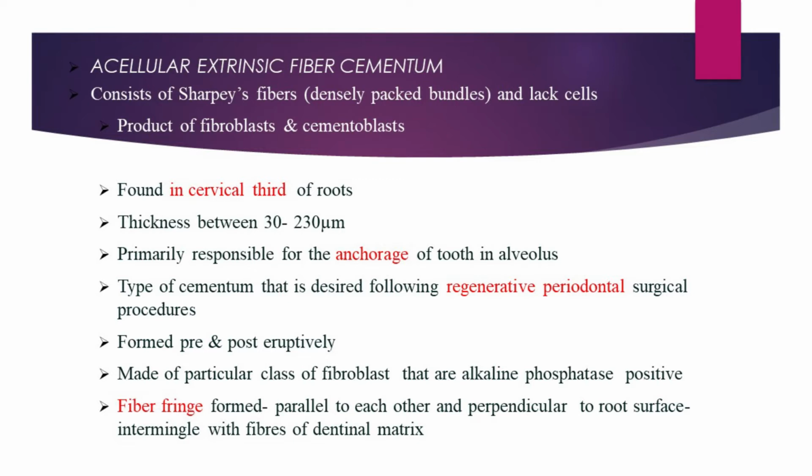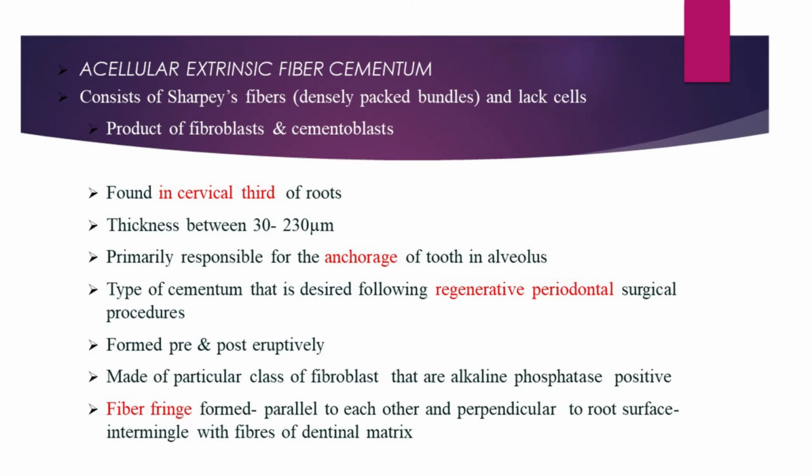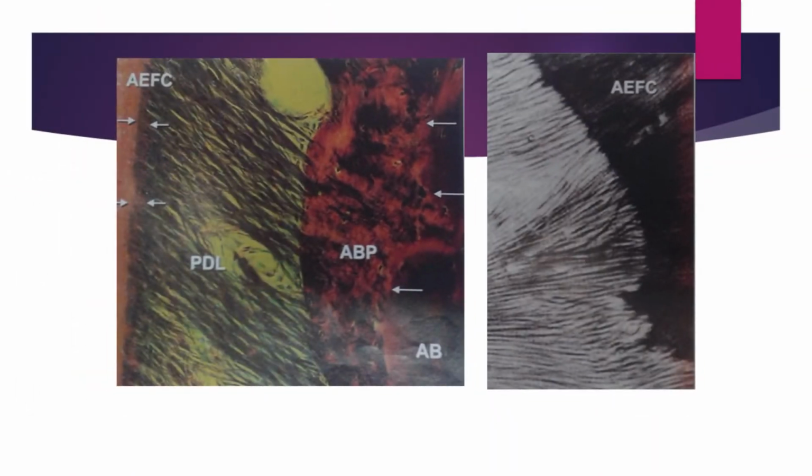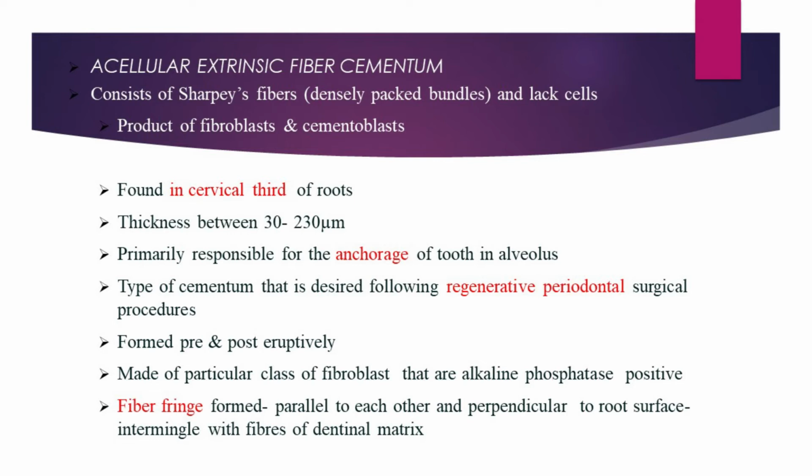They are formed both in the pre-eruptive period as well as the post-eruptive period. They are made particularly by the class of fibroblasts that are alkaline phosphatase positive. The fiber fringe is formed parallel to each other and perpendicular to the root surface, intermingled with the fibers of the dentinal matrix. In the acellular extrinsic fiber cementum, as I said earlier, the PDL fibers are at right angles to it and the other end of the PDL gets incorporated in the alveolar bone proper.